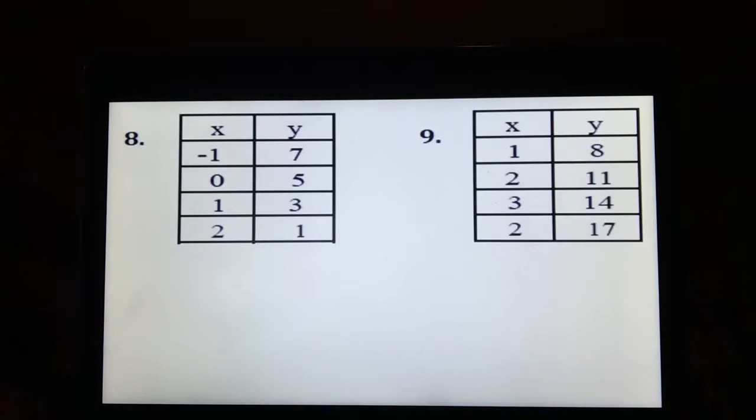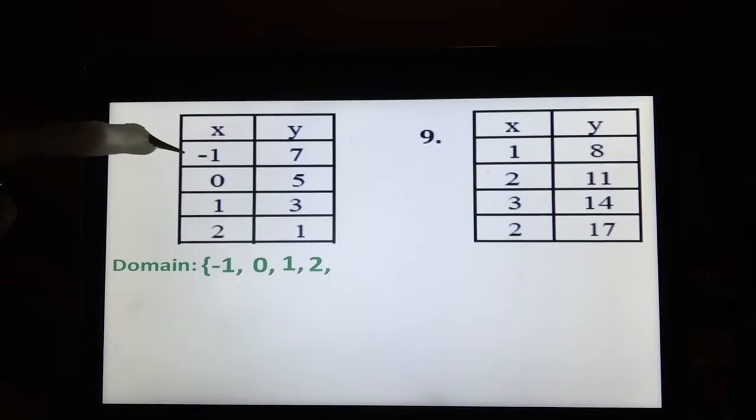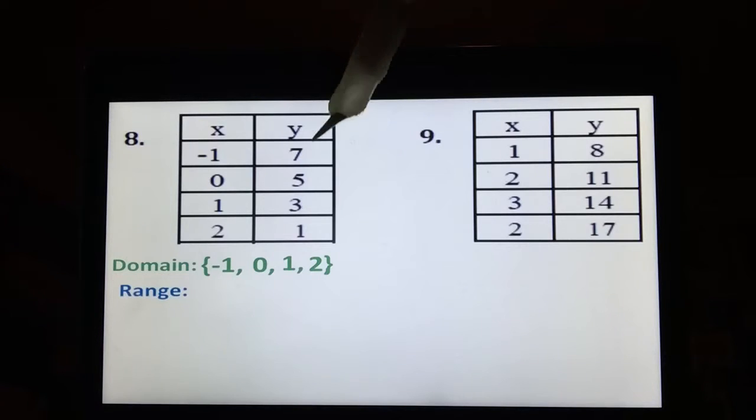Alright, now for this one right here, we have XY charts. And these XY charts, again, the X values are the domain, the Y values are the range. So for this first one, number 8, the domain is going to be -1, 0, 1, and 2. And I can see that in order, -1, 0, 1, and 2. Okay? And then the range would be, now let's write these in order.